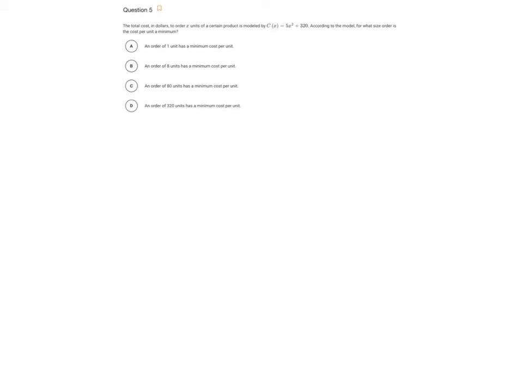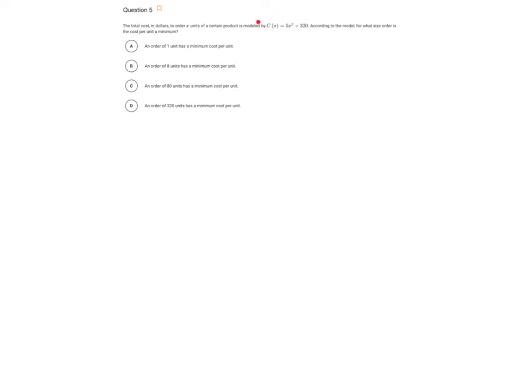Okay, this one, if you haven't seen one like this, I won't put one like this on the test because I feel like it requires you to see a problem like this before. So they say the total cost in dollars to order x units of a certain product is modeled by that function. So that's a cost function, to order a certain amount of units. Okay, and then they ask, according to the model, for what size order is the cost per unit a minimum?